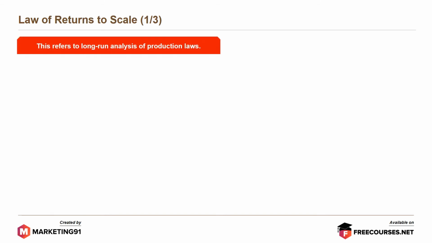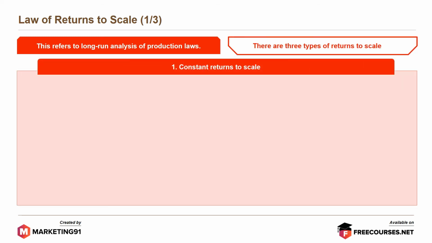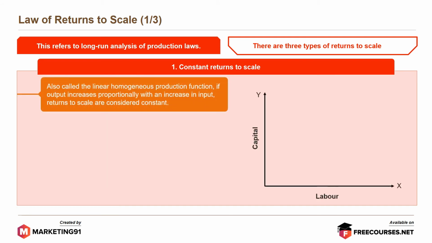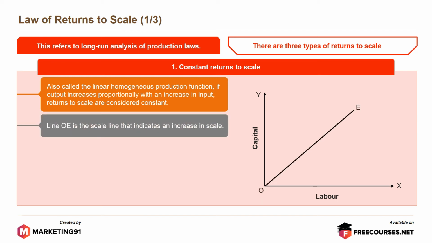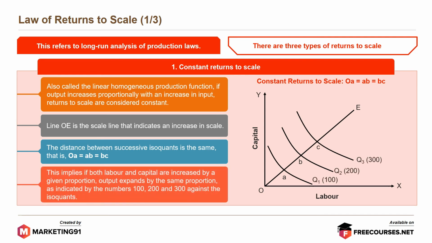Moving on to the law of returns to scale. Now, this refers to a long-run analysis of production. There are 3 types of returns to scale. First, constant returns to scale, also called a linear homogeneous production function. If output increases proportionally with an increase in input, returns to scale are considered constant. Line OE is the scale line that indicates an increase in scale. The distance between successive isoquants is the same. That is, OA is equal to AB is equal to BC. This implies if both labor and capital are increased by a given proportion, output expands by the same proportion as indicated by numbers 100, 200 and 300 against the isoquants.